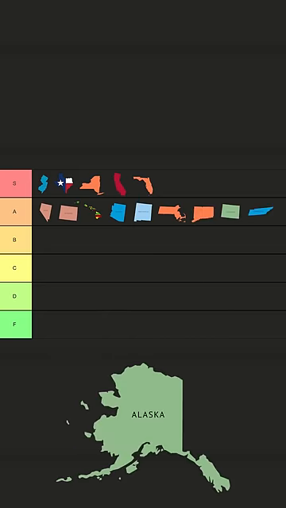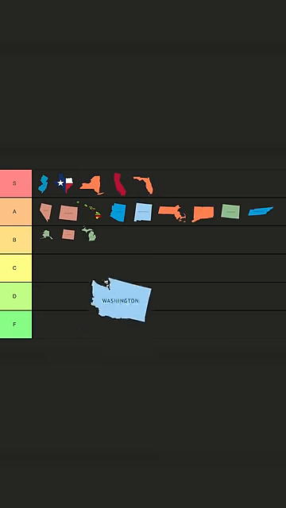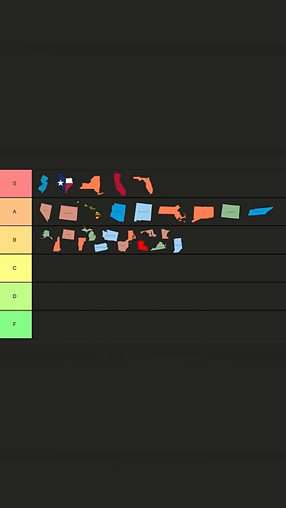The B tier consists of Alaska, Wyoming, Michigan, Washington, Rhode Island, New Hampshire, Vermont, Pennsylvania, Ohio, Louisiana, Maryland, Virginia, Minnesota, Indiana, North Carolina, Georgia, South Carolina, Maine, and Missouri.